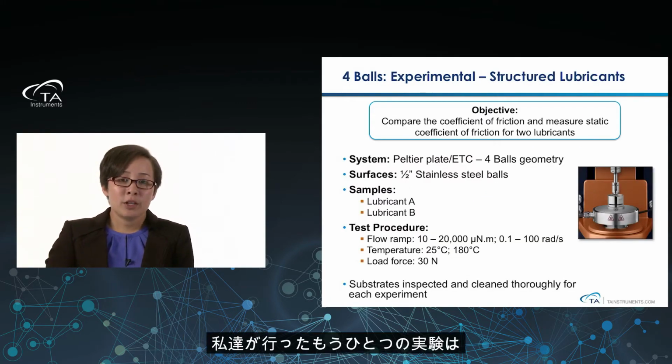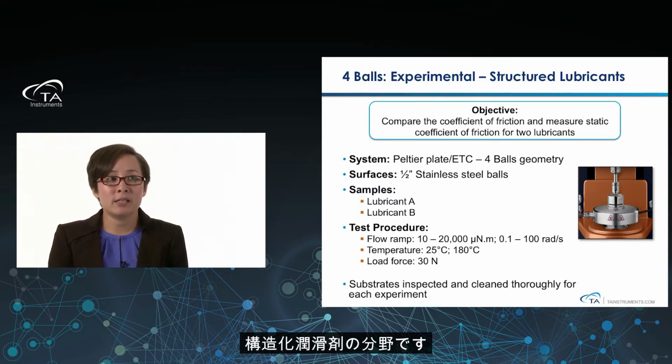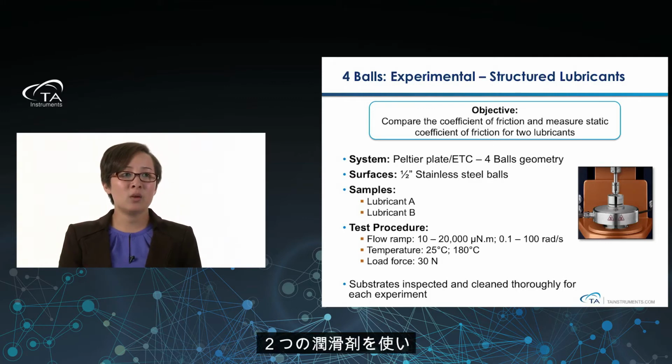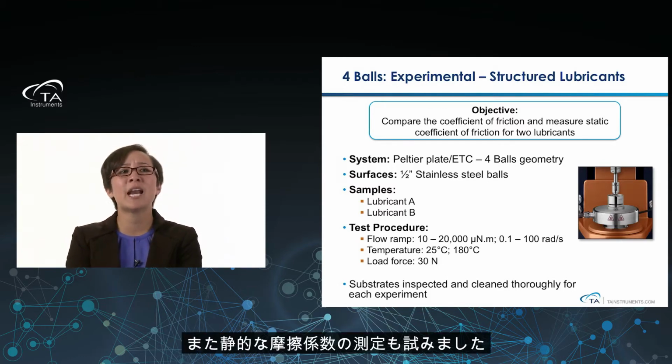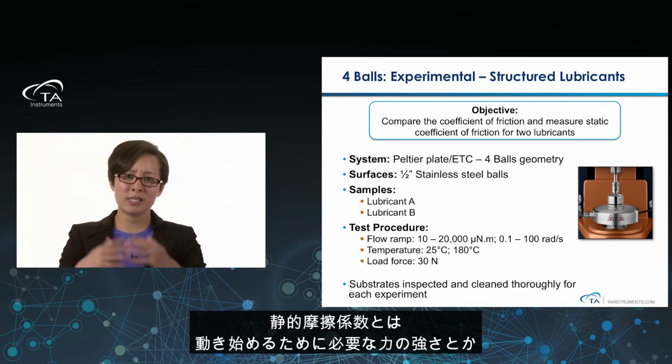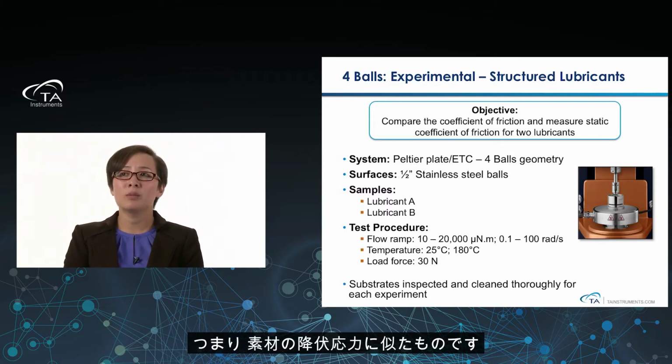Another experiment that we performed, another case study, is in the realm of structured lubricants. In this specific study, we had 2 lubricants that were submitted, and we wanted to compare the coefficient of friction of them at different sliding speeds and also try to measure the static coefficient of friction. The static coefficient of friction would be how much force, or what's the friction, that we need to overcome before it starts moving. So it's kind of similar to a yield stress of a material.